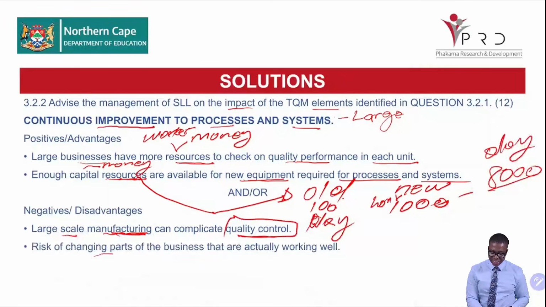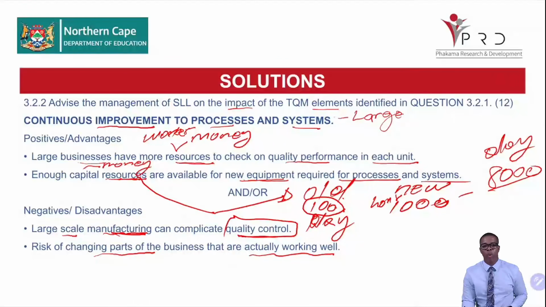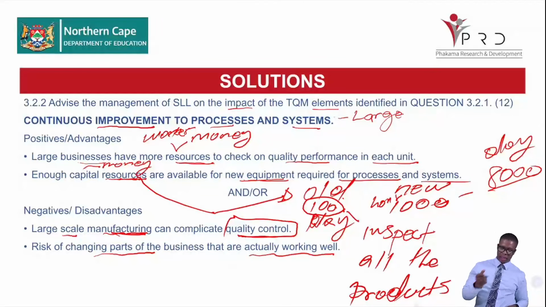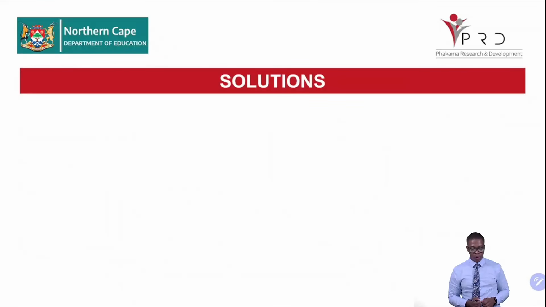Then they risk changing parts of the business that are actually working well. The production of only 100 products was working well. Why? They were able to inspect all the products. Then we proceed and go to what now?